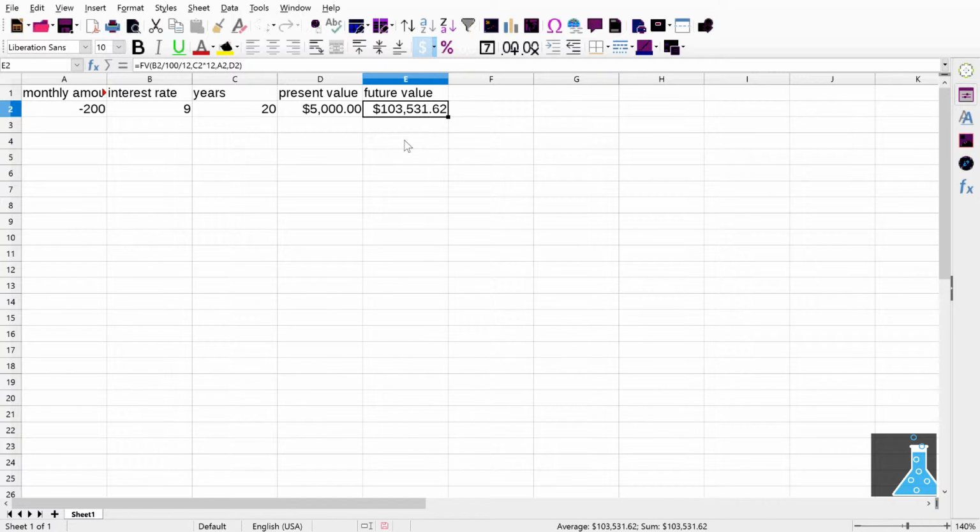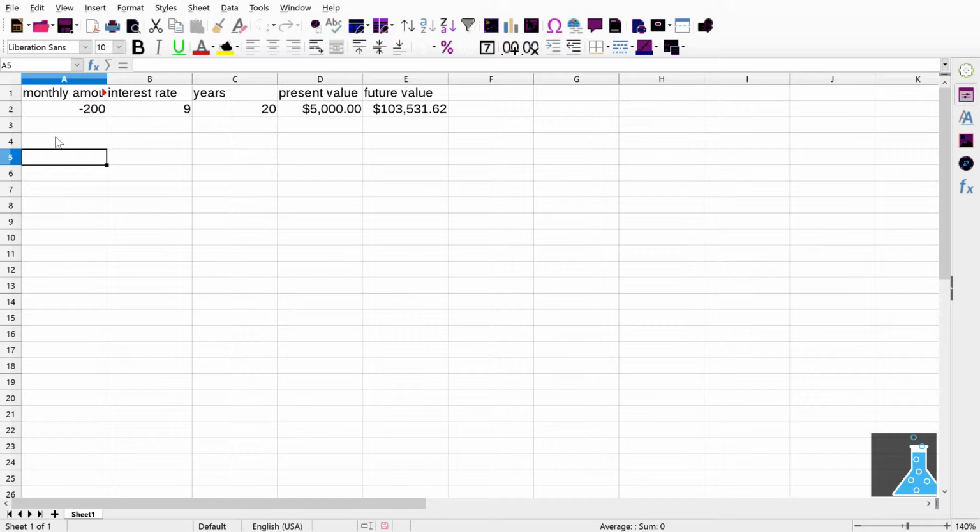of $103,000. Okay, so you can see that putting $200 a month for 20 years, if we started with $5,000 already, that would get us $100,000. So in order to accomplish big goals, we need to do kind of significant amounts of monthly contributions.